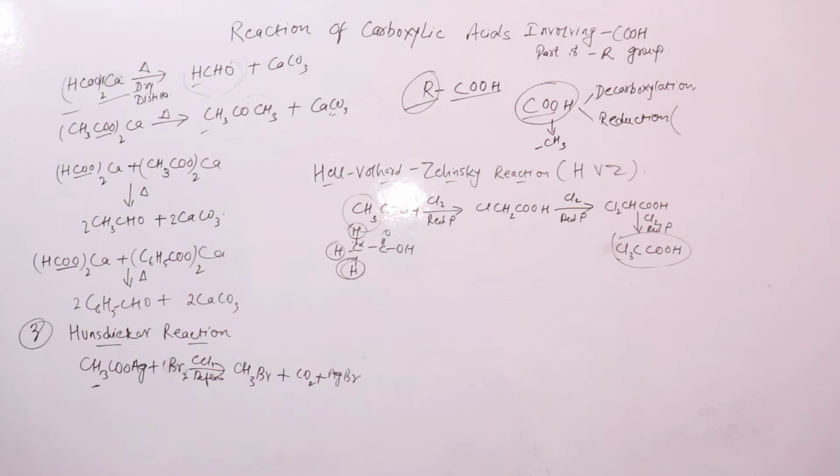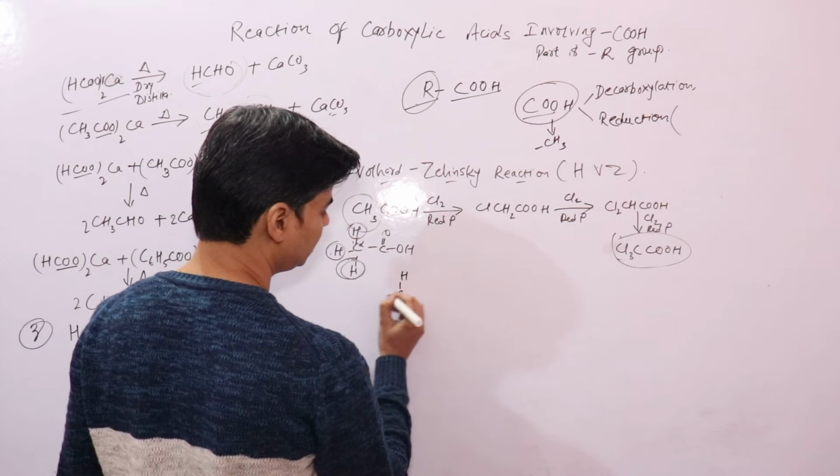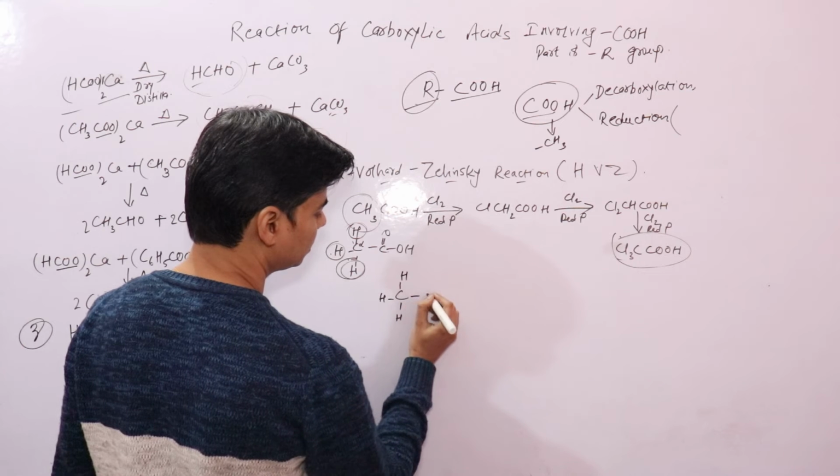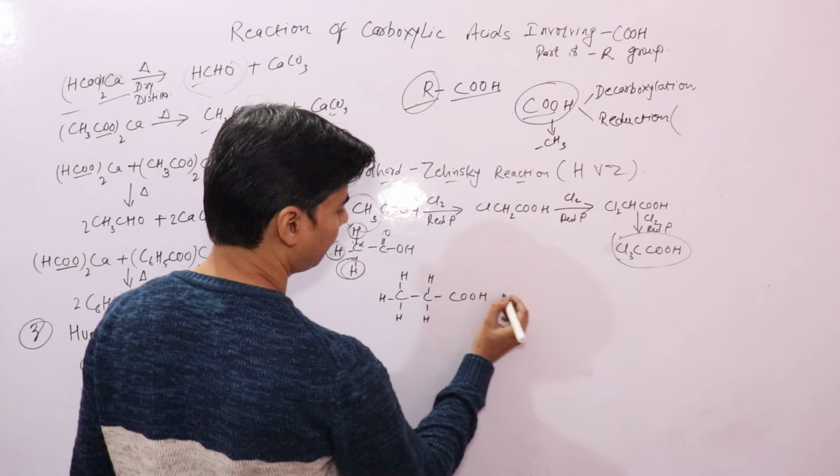Now let's look at bromine, right? Reaction with bromine will again occur the same way. Bromination takes place, I have already told that. So suppose now let's take another acid. You have CH3, CH2, COOH.